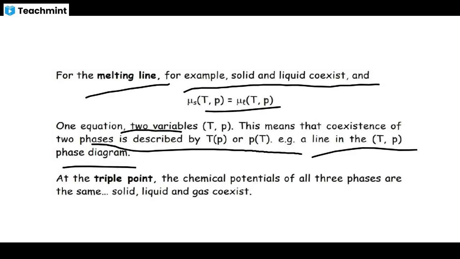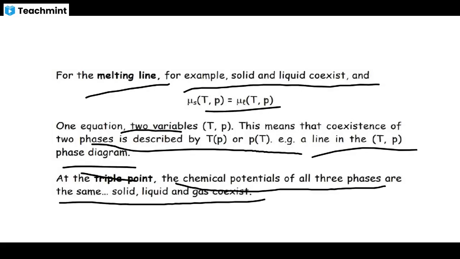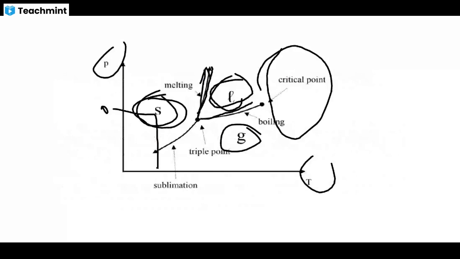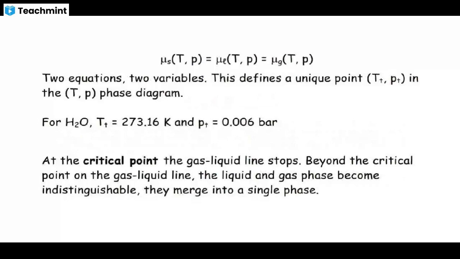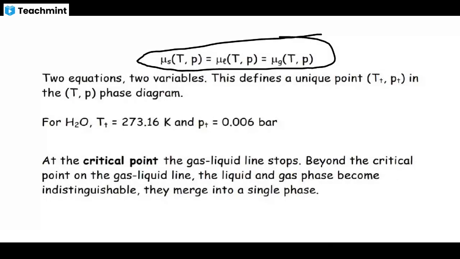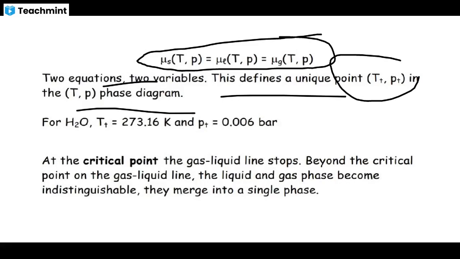At the triple point, the chemical potentials of all three phases are the same: solid, liquid, and gas. You see at the triple point here, solid, liquid and gas chemical potentials are all the same. Only at the triple point do the three phases coexist with each other. The reason is that the three chemical potentials are the same. Two equations, two variables, this defines a unique point, so there is only one point in the phase diagram. For water, it is 273.16 Kelvin and the pressure is 0.0006 bar.